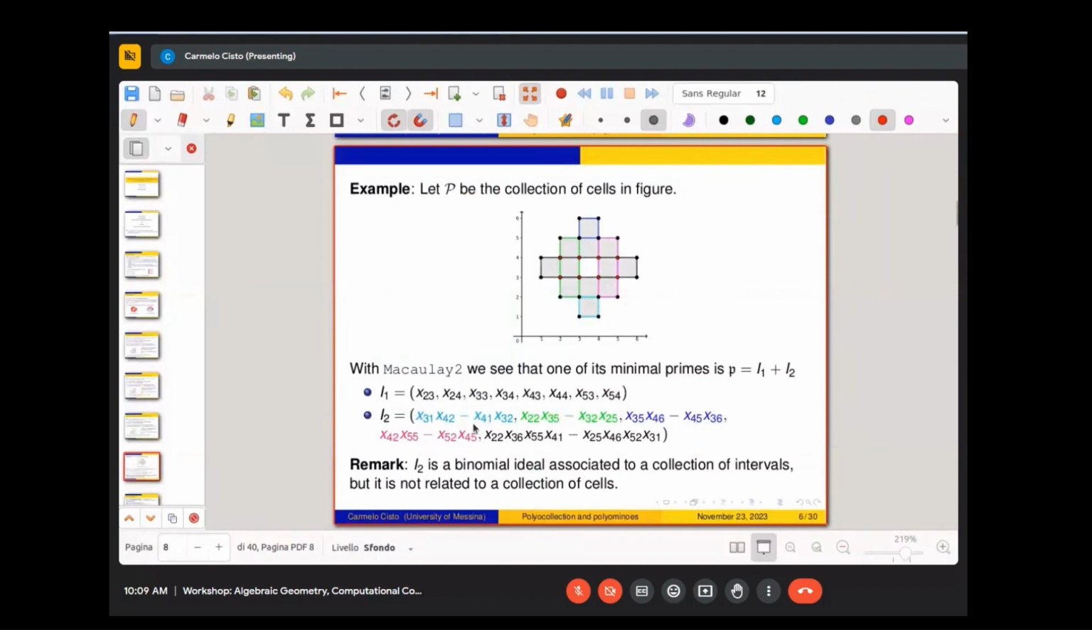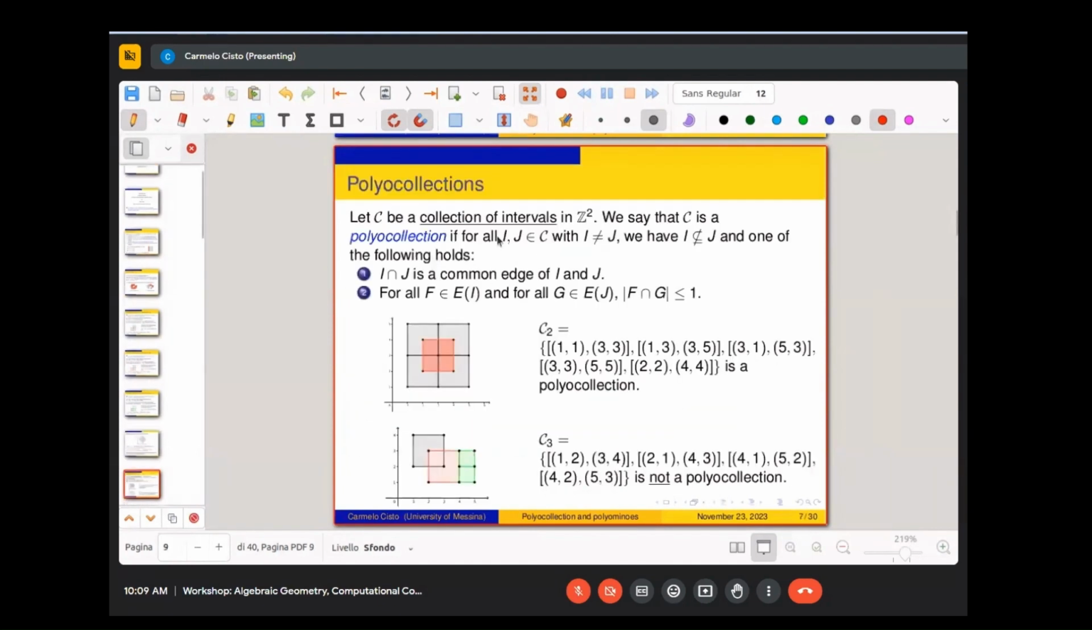this suggests that we consider a more general combinatorial configuration to study the primary decomposition for ideals associated to collections of cells. So for this aim, we introduce the concept of polyomino collection. A polyomino collection is a collection of intervals, so not only cells, but also general intervals, satisfying the following property.